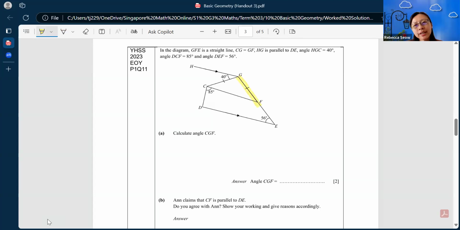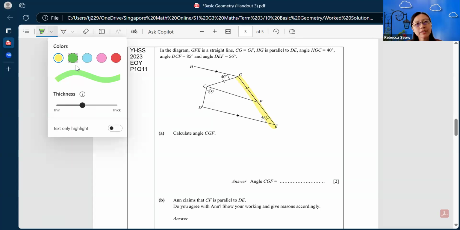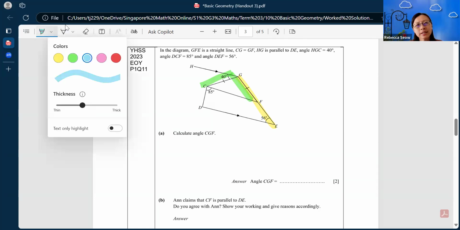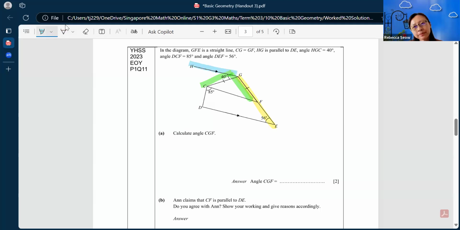GFE was a straight line, right? CG equals GF. Let's use another highlighter. So these two lines are the same. HG is parallel to DE. Let's use another color. All right, I think that's about it.